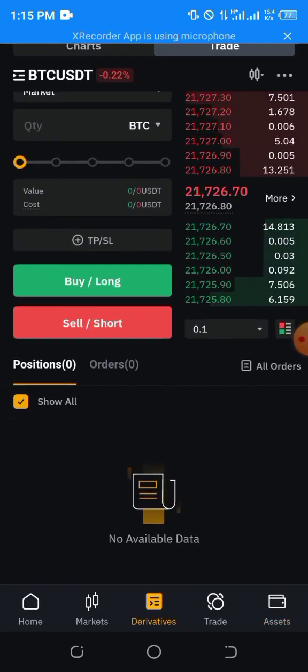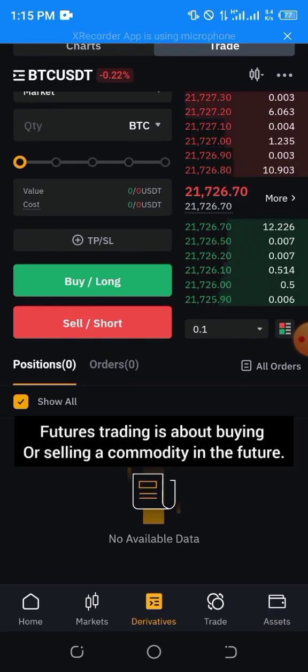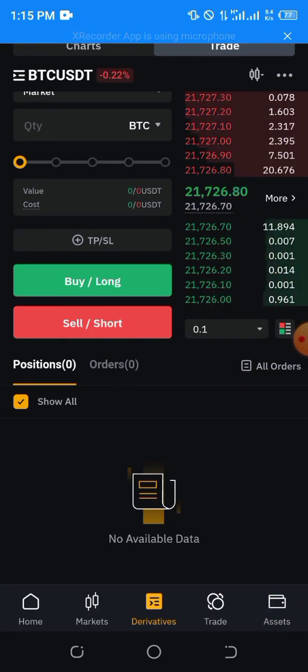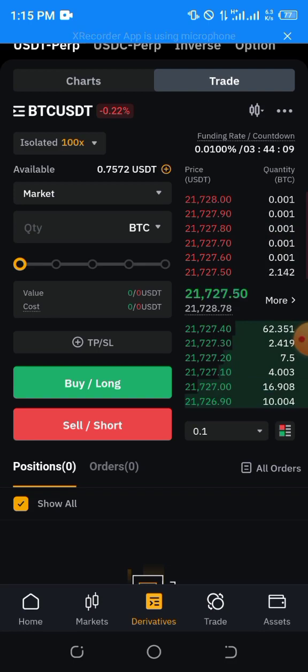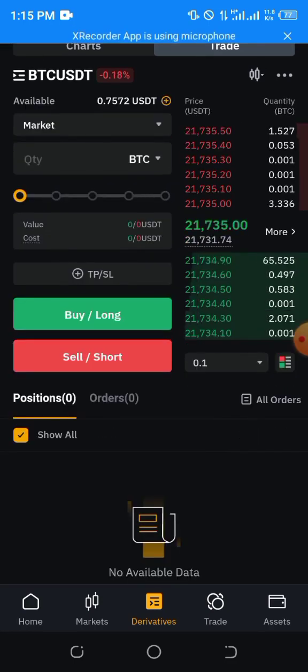Now, futures trading is all about buying or selling a commodity at a future price. Let's say BTC, for instance, is selling at 21,000. So I want to buy BTC at 21,000 now and take profit in the future. Let me not use BTC, let me use a general commodity, let's say a bag of rice. Let's say a bag of rice is $20. I'm not saying that is the price, it's an assumption to make an illustration.